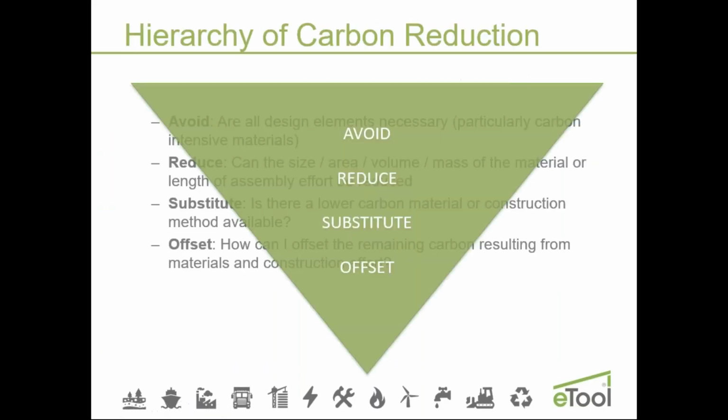So I'm just conscious of time. I know we said it was half an hour, but I think the main thing is the hierarchy of carbon reduction: avoiding design elements where necessary, particularly carbon intensive materials, and reducing the size, area, volume, mass, etc. of the project. One of the big things I touched on earlier is playing around with the software to try and substitute high carbon materials for something a bit lower, for instance timber frame. And when it comes to the net zero side of things, the offsets: how can I offset the remaining carbon results from materials, and construction offsets as well.